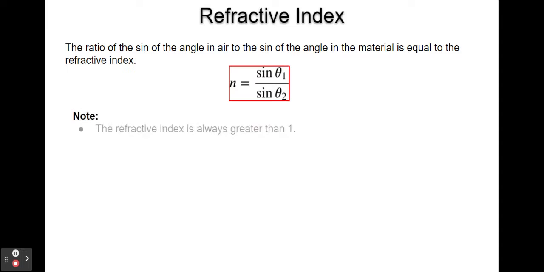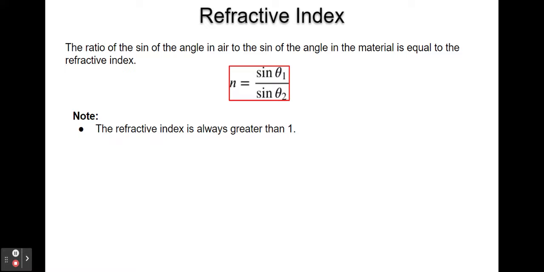Key points to note. Firstly, the refractive index is always greater than 1. You'll never get a refractive index that is 0 point something. The reason for that is that a vacuum, or air, has a refractive index of 1. If we had a refractive index less than 1, that would mean that the light would speed up as it entered that material. There is no possibility of light travelling faster than the speed of light in a vacuum, so it's not possible to have a refractive index less than 1.